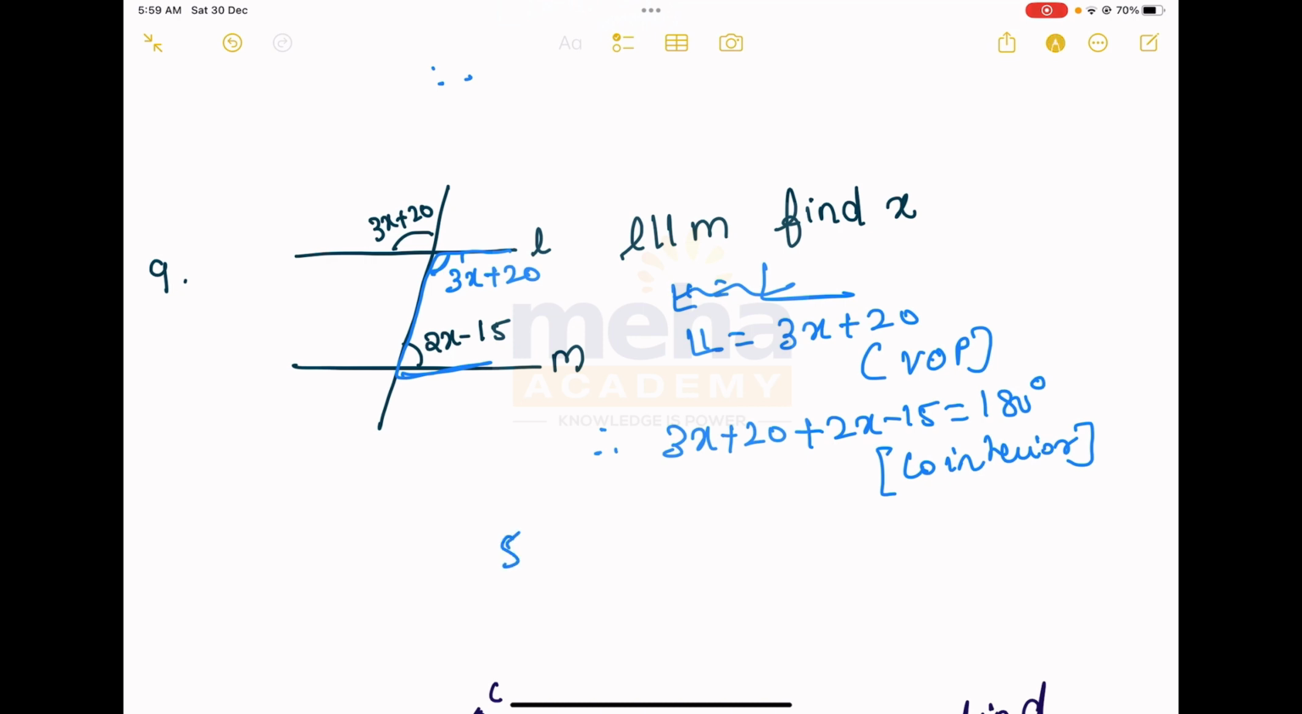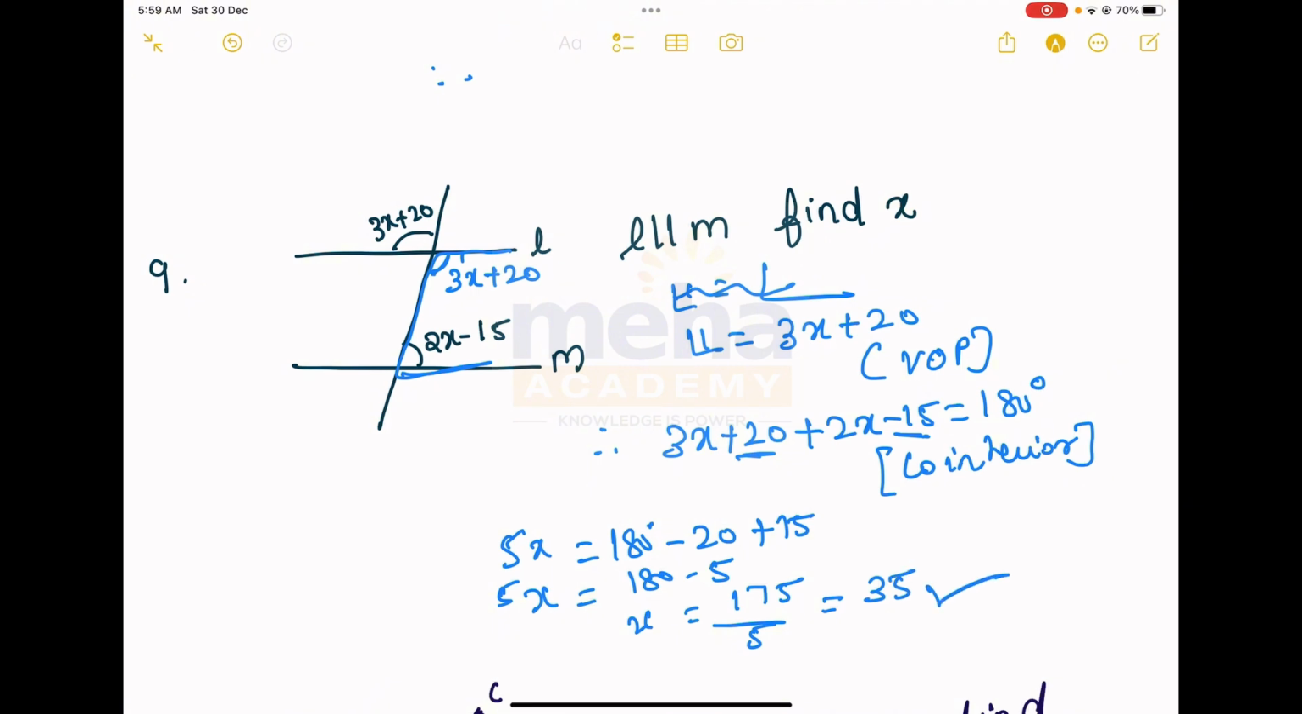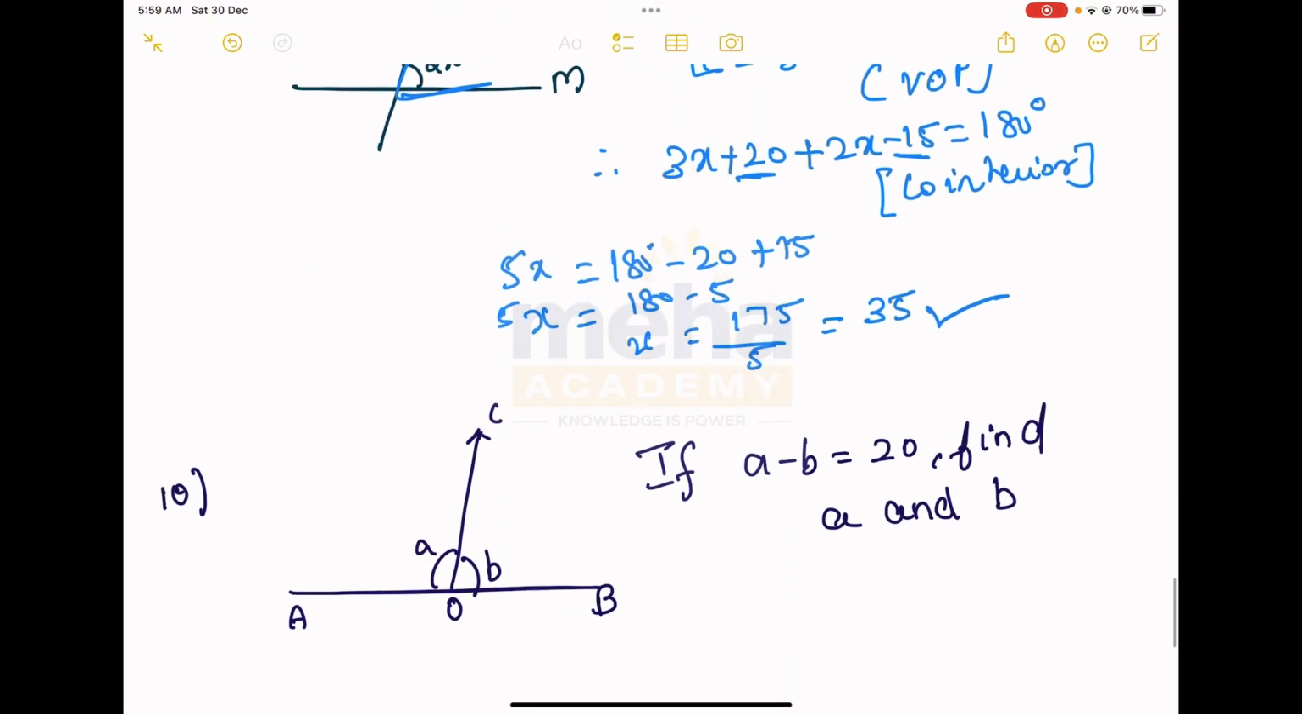So now 5x plus 20 minus 15. Therefore 5x is equal to 180 minus 20 plus 15. So x will be equal to 180 minus 5. So x will be equal to 175 over 5. That is equal to 35 degree. So the answer is 35 degree.